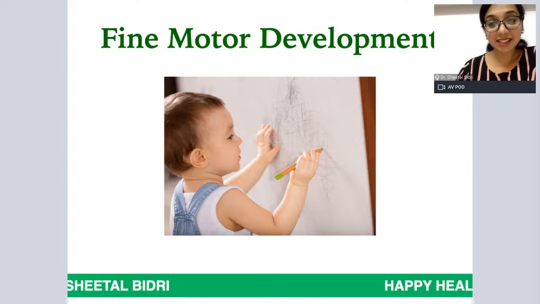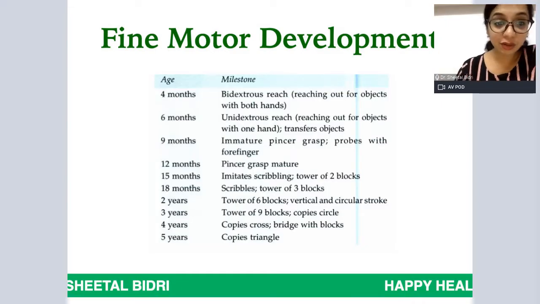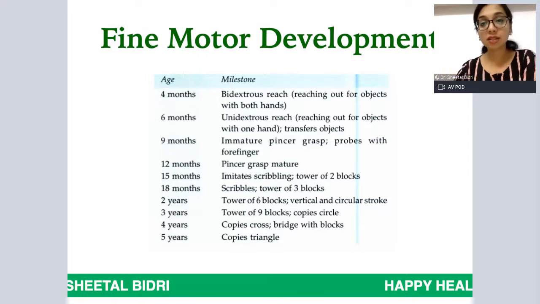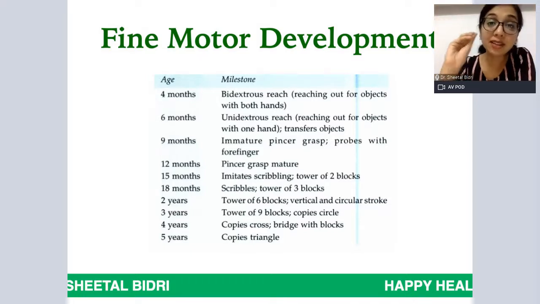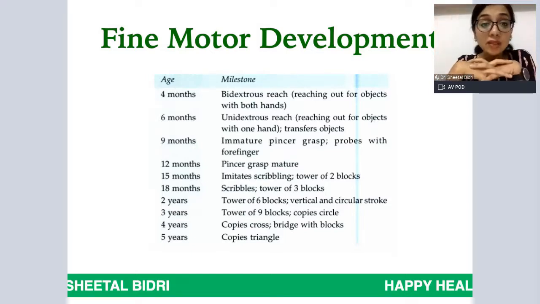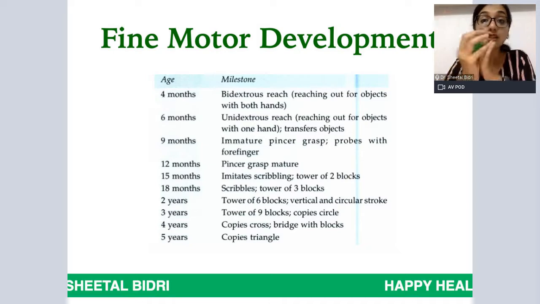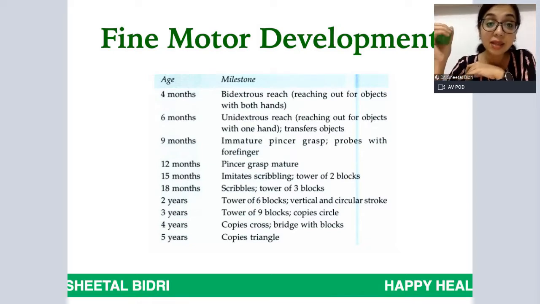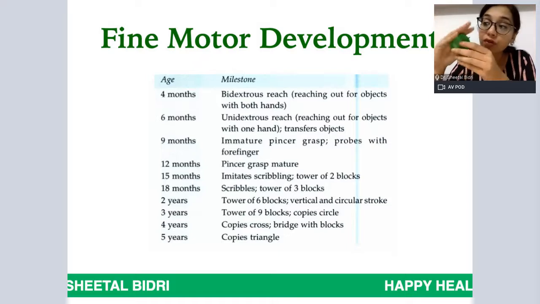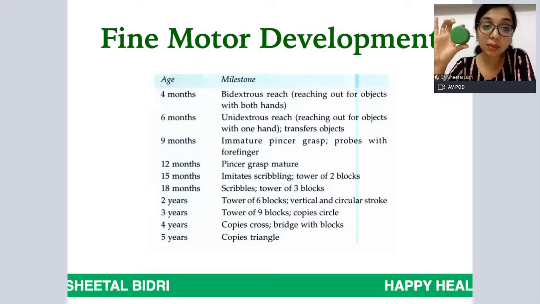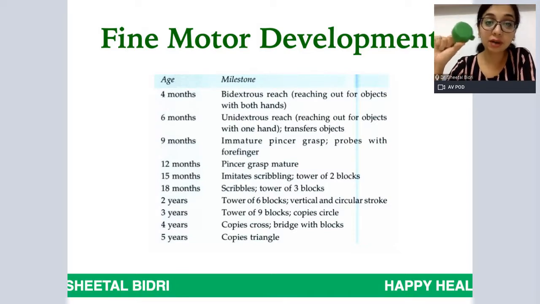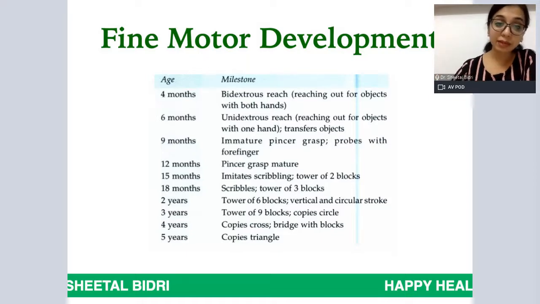And over a period of time, they start scribbling. They are able to scribble by the end of 1.5 year. They start scribbling onto the walls and everywhere. So these are the minor things in how the development takes place. First is the bidextrous reach, that is reaching out with both the hands by 4 months. By 6 months, they're able to reach with the unidextrous, and they can also transfer the object from one hand to another hand. And then by 9th month, there's an immature pincer grasp. It will take it with the forefinger. But once the pincer grasp has taken place, by the first year, with the tip of the finger, they can hold an object. And by 1.5 year to 18 months, they start to scribble, and they start making blocks.